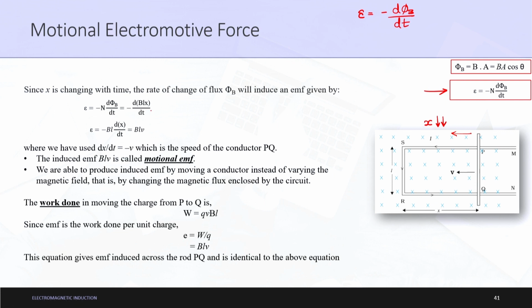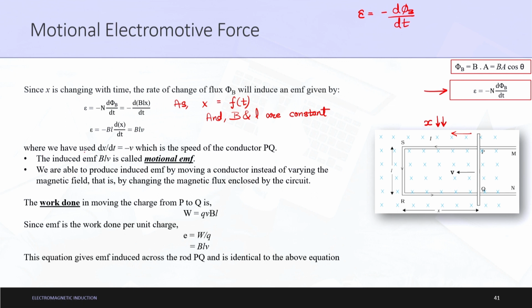So, it is minus d(BLx) by dt, as B and L are constant and x is a function of time. Hence, B and L go outside the differentiation, and therefore epsilon is equal to minus BL dx by dt. And from simple mechanics formulas, we know that dx by dt is nothing but the velocity.